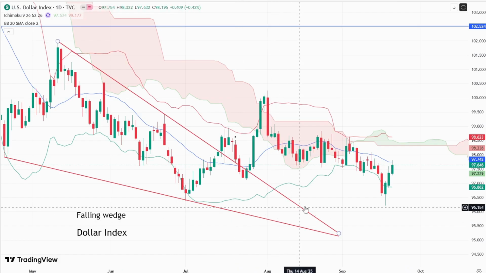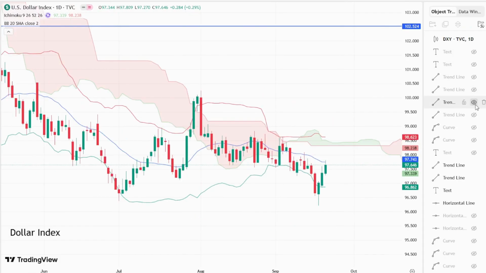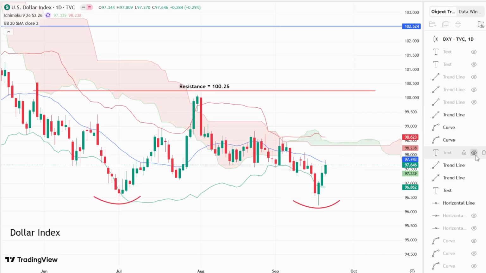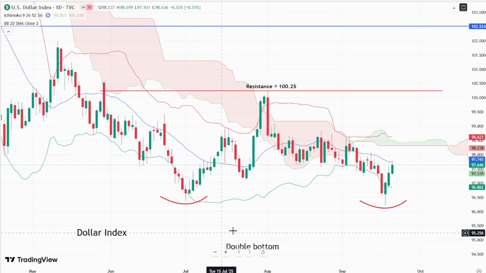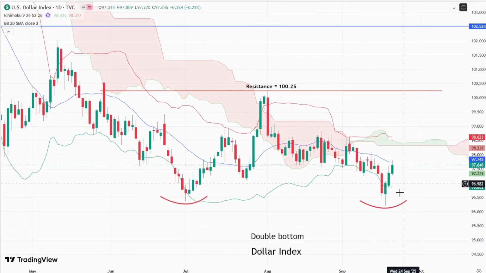This would be preferred, and I believe would likely tilt the DXY into the bullish resumption phase of the bullish pattern. The textbook target of this falling wedge is at 102.52, but let's note that there is another formation of a bullish pattern. That is the double bottom after this week's rebound. This bullish pattern requires a close above 100.25 to complete.